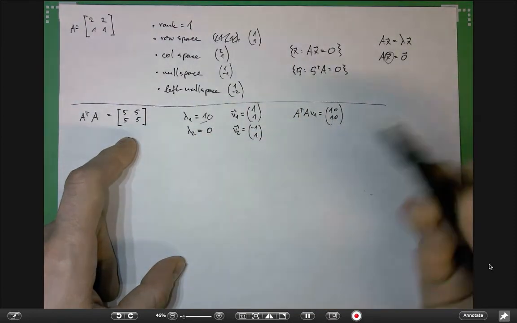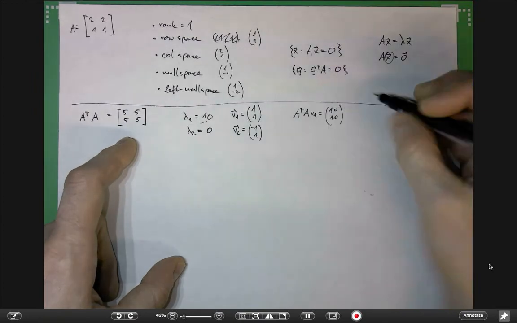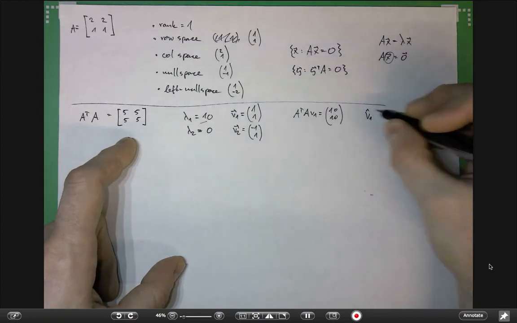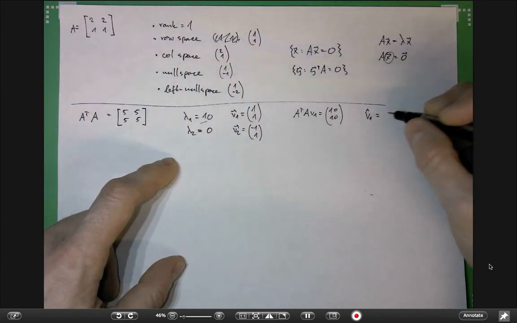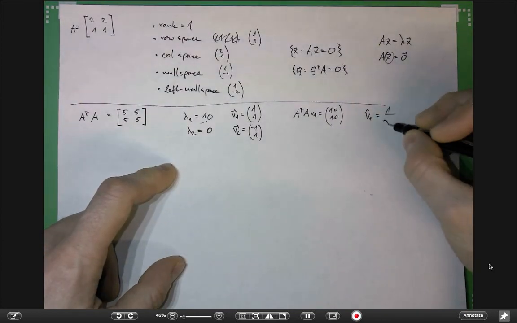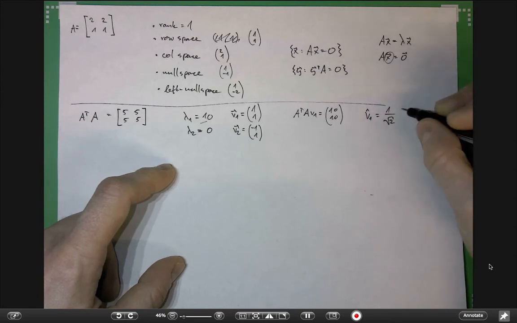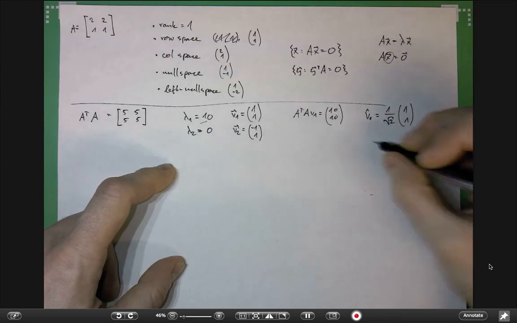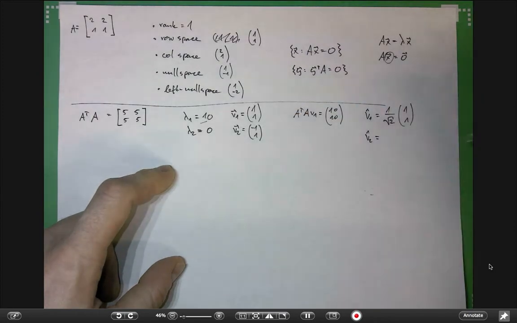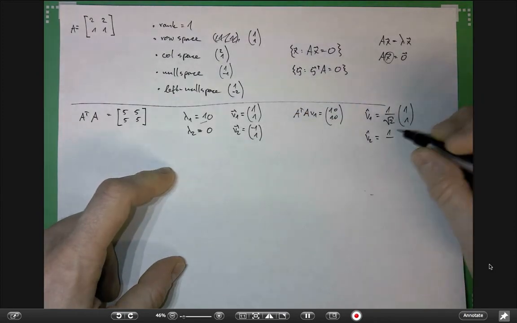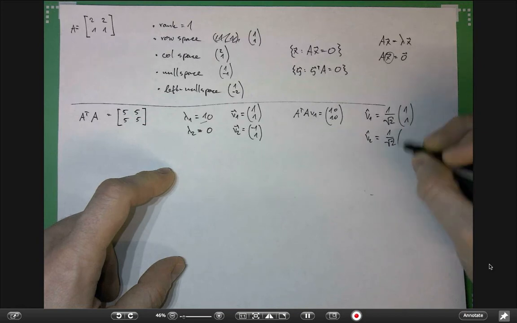So that's good. What we want to do is normalize v1 and v2. So the unit version of v1, what do you think is going to be the unit version of v1? That's a stupid question. I will just write it: 1 over square root of 2, times 1, 1. And if I make a unit length version of v2, that means divided by its length. That's the same thing: 1 over square root of 2, times -1, 1.